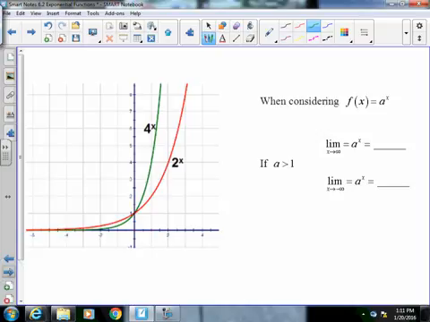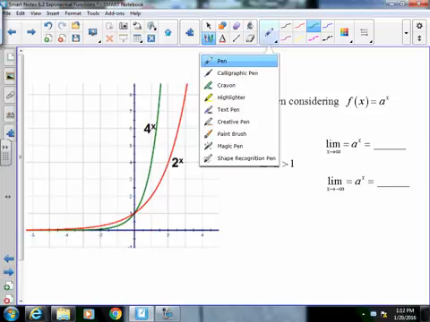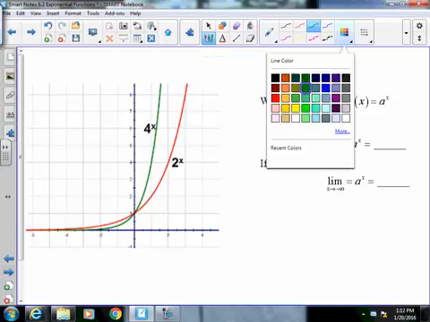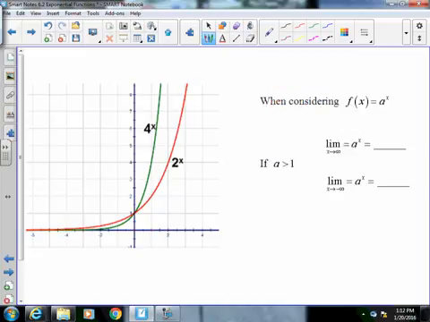Now, I apologize for these equal signs that should be there. Get rid of those.